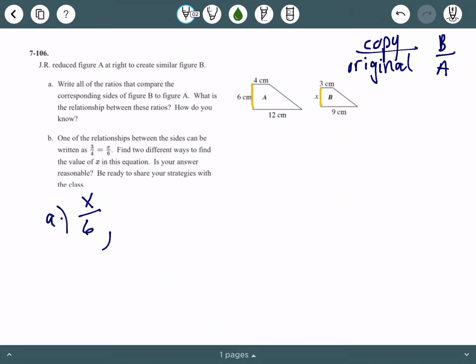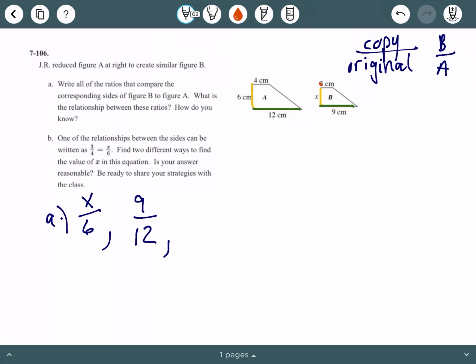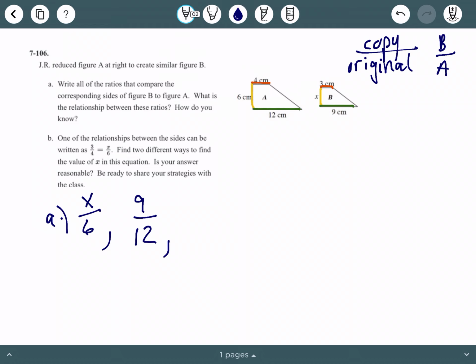And next, I see I have a 9 and a 12. So my next one is going to be 9 over 12. And finally, I see that I have a 3 and a 4. So my final ratio is going to be 3 over 4.